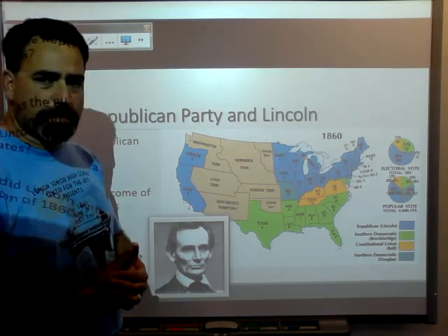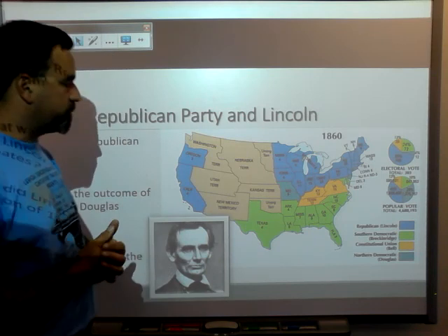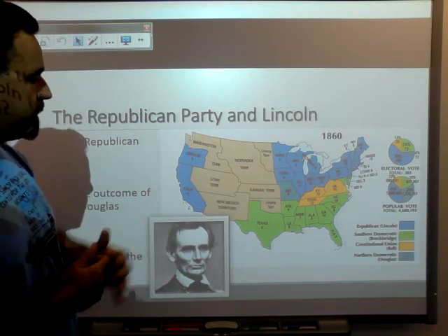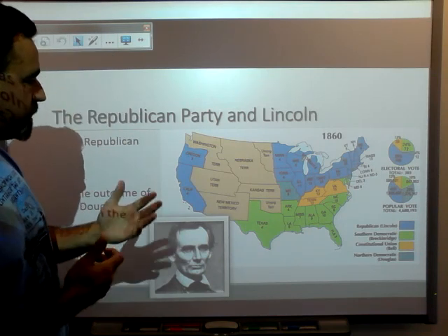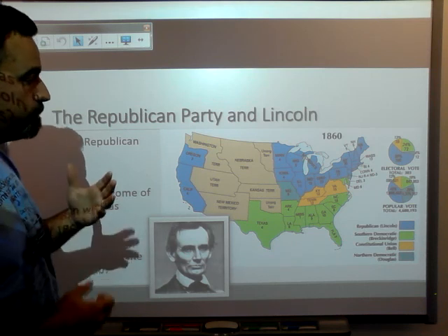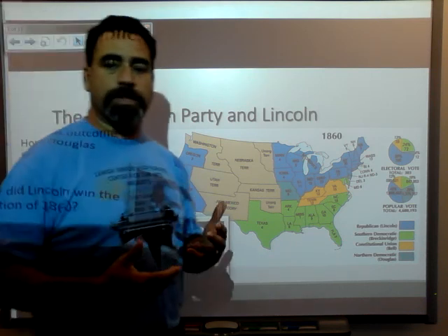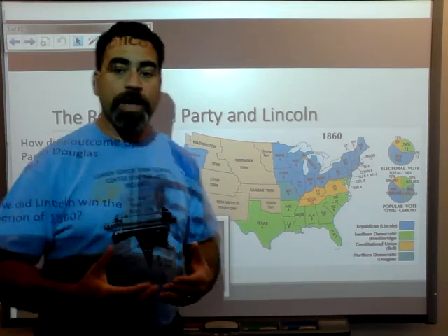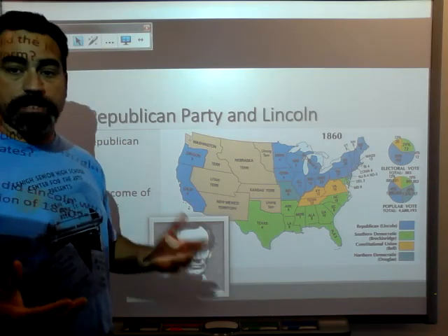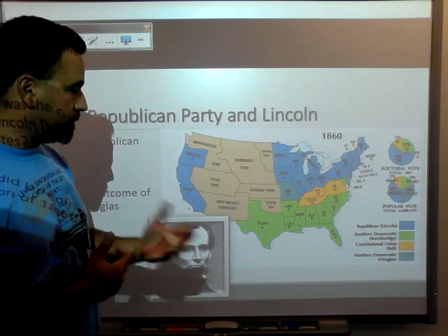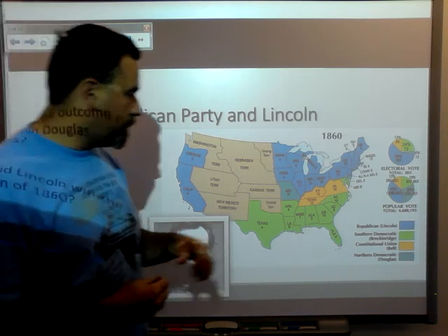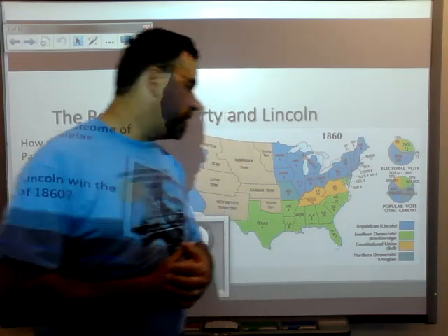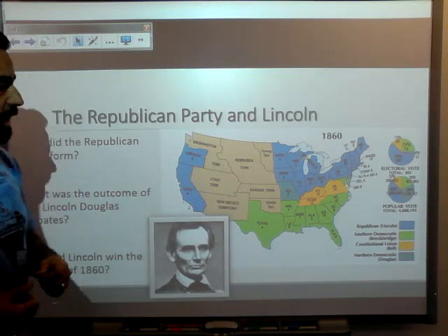There's kind of an upstart party. How did they pull off this win? We can see from this map here just exactly how they pulled this off. One of the things that Abraham Lincoln had going for him was that the rest of the field was relatively divided. Southern Democrats were in favor of a fellow by the name of Breckinridge.